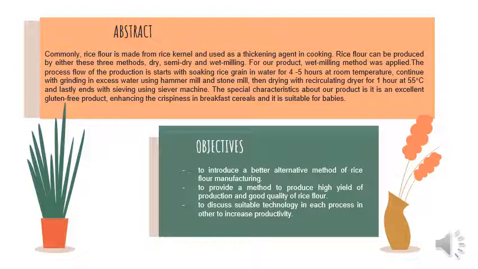The process flow of the production starts with soaking rice grain in water for about 4 to 5 hours at room temperature. Continue with grinding in excess water using hammer mill and stone mill. Then drying with a recirculating dryer for 1 hour at 55 degrees Celsius, and lastly, end with sieving using a siever machine. The special characteristic of our product is that it is an excellent gluten-free product, enhancing the crispiness in breakfast cereal, and lastly, it is suitable for babies.